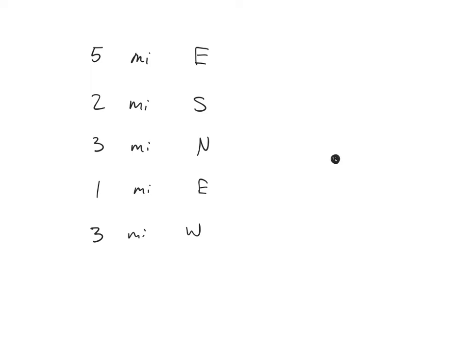So if that's 5 miles, make everything... Actually, that's too small. That's my longest segment, so I'm going to make that a little bit longer. 5 miles east. 2 miles south. 3 miles north. This is going to be tough to draw, but watch what I'm going to do. Use another color. 3 miles north right there. 1 mile east. And then finally at the end, 3 miles west.